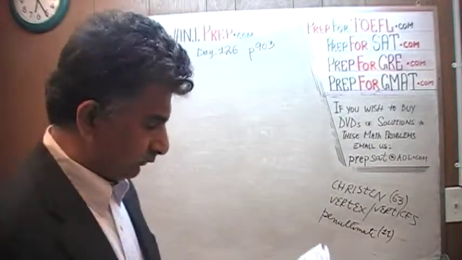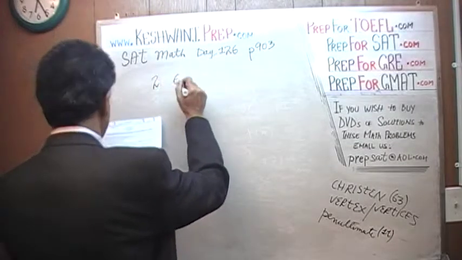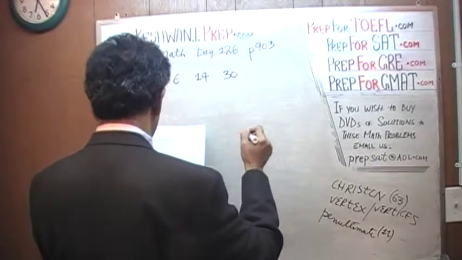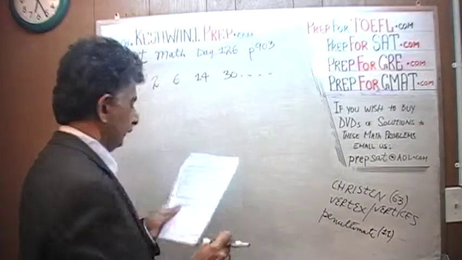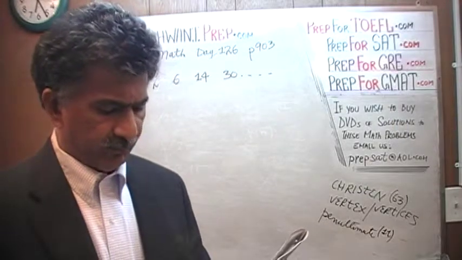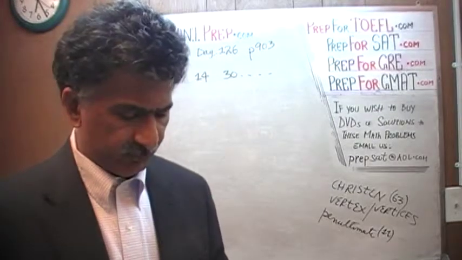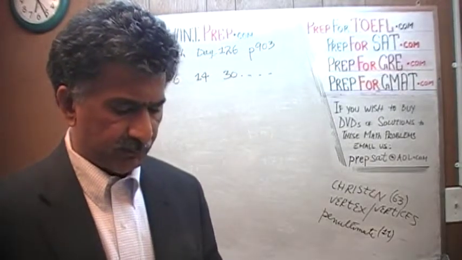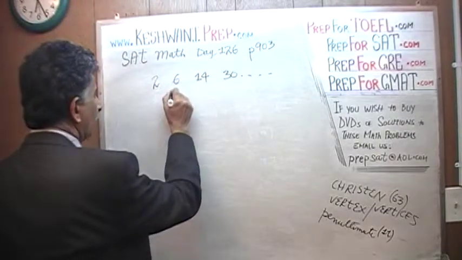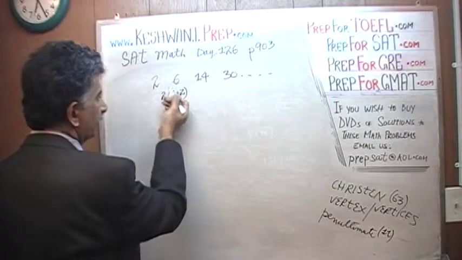In the sequence above, they give us a sequence which looks like this: 2, 6, 14, 30, and so on and so forth. It says in the sequence above, the first term is 2. Each term after the first term is obtained by adding 1 to the preceding term and doubling the result. For example, this term is obtained by adding 1 to the preceding term, which was 2, and then doubling the result. 2 times 3 is 6.